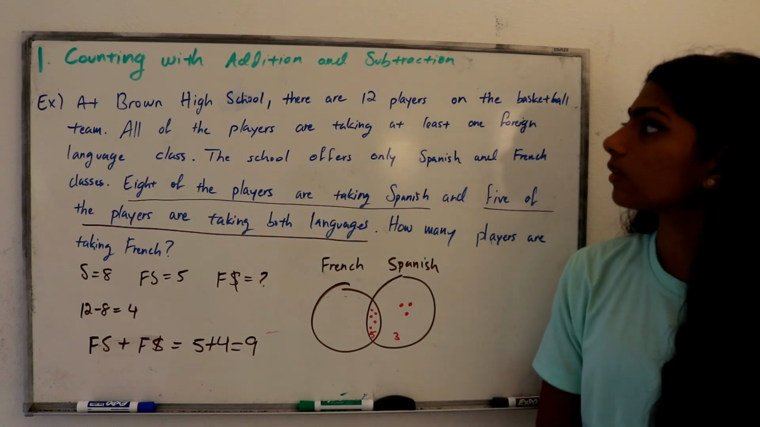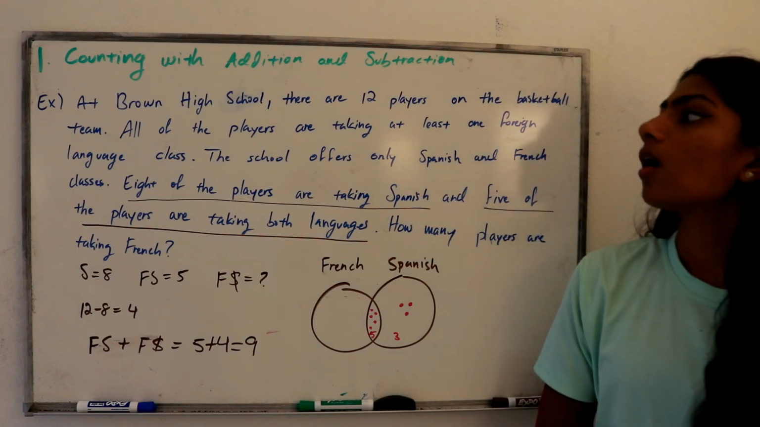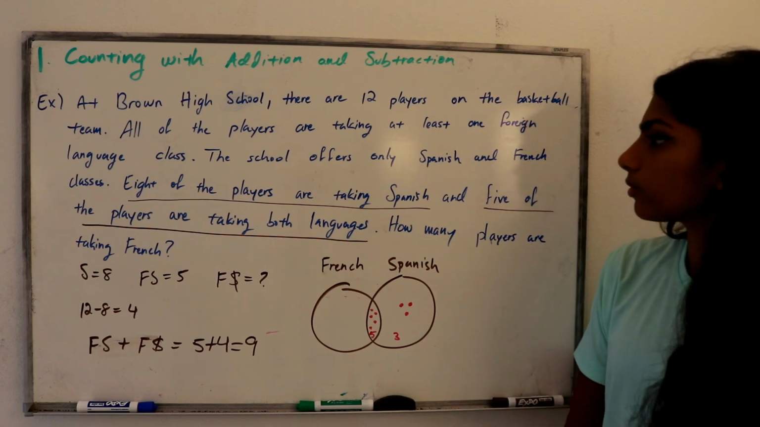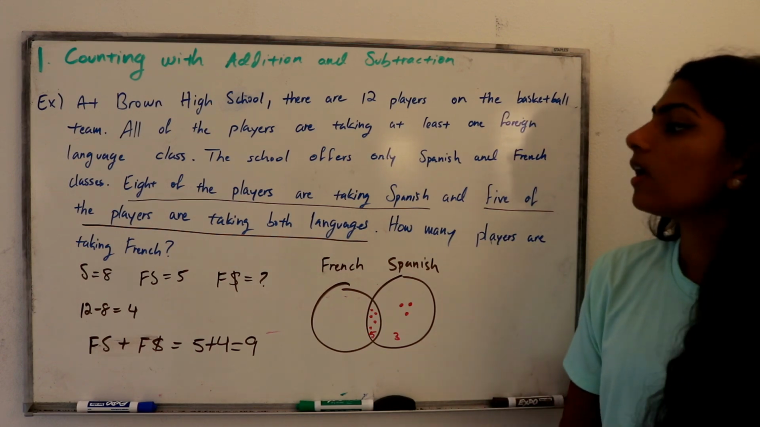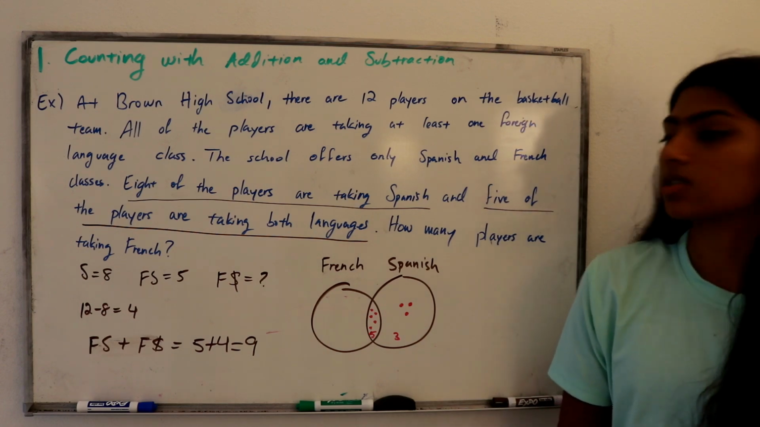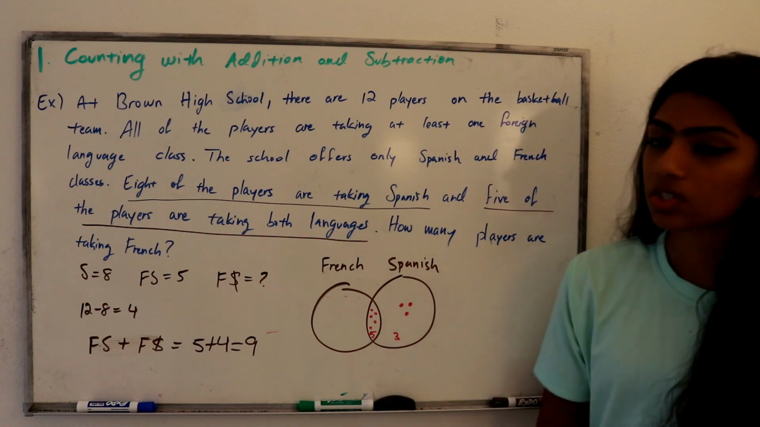At Brown High School, there are 12 players on the basketball team. All the players are taking at least one foreign language class. The school offers only Spanish and French classes. 8 of the players are taking Spanish, and 5 of the players are taking both languages. How many players are taking French?